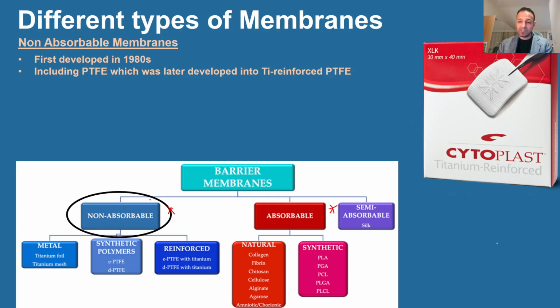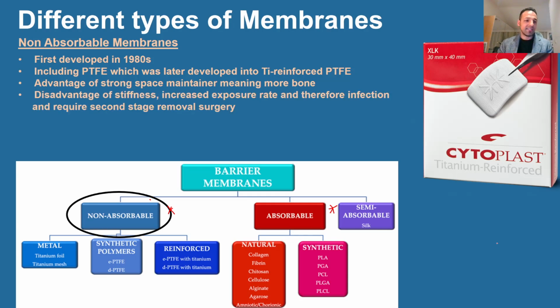Common brand which is out there is Cytoplast titanium reinforced PTFE, and the advantage of non-absorbables is that you've got a strong space maintainer, meaning more bone can be created. Disadvantage is that it's stiff. You can get increased exposure rates of it pushing through the gum or the gum retracting back, exposing the membrane, and therefore there's a risk of bacteria getting in and infection, requiring a second surgery to remove the membrane as well. Besides the infection, you've got to go in and remove that membrane at some point.